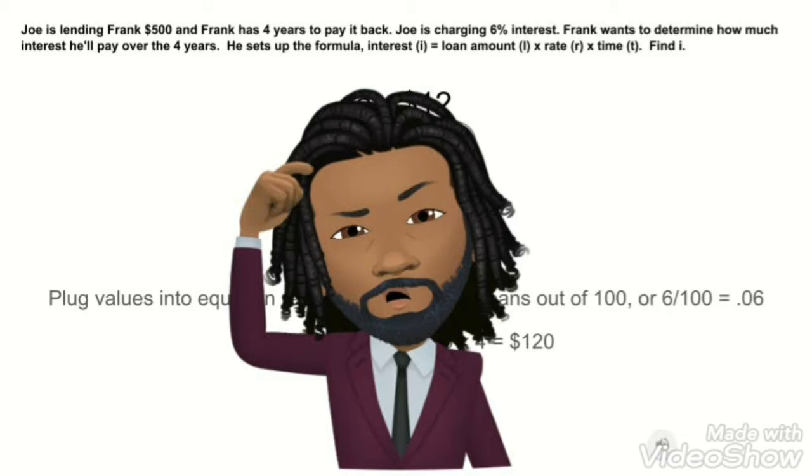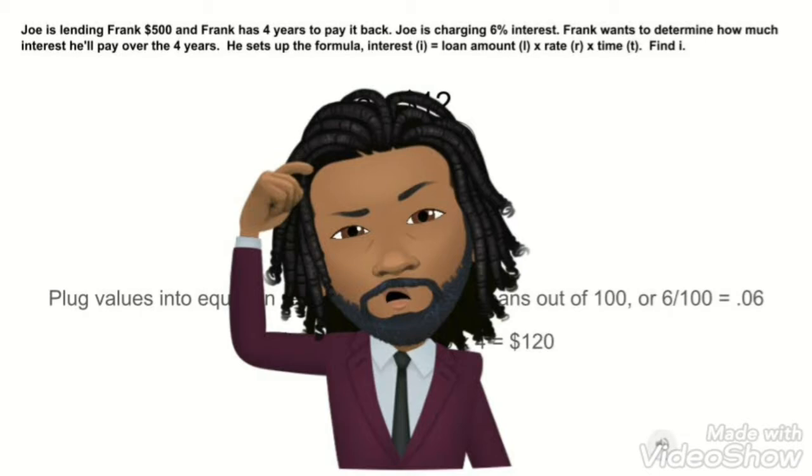And interest accrues every year. So you get 6% every year, 6% of that 500. Frank wants to determine how much interest he'll pay over the 4 years. He sets up the formula like this. Interest, I, equals the loan amount, L, times the rate, R, times time, T. So find I. I equals L times R times T. It sounds simple, right?